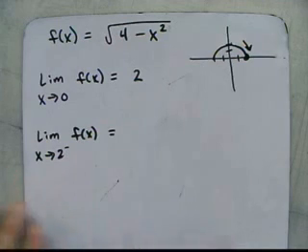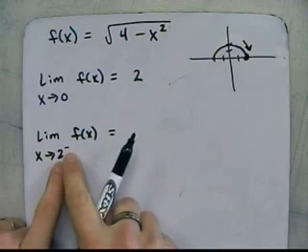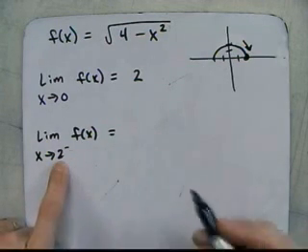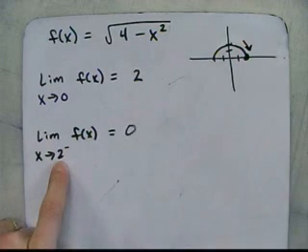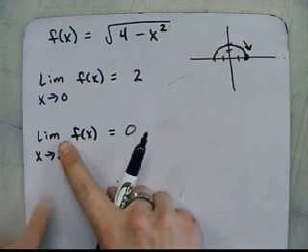Okay? So the answer for this one, if it's a one-sided limit from the negative side, from the left side, is going to equal the y value of 0. So the limit of that one is going to equal 0. Okay, now if the negative weren't there, we actually couldn't do that limit.